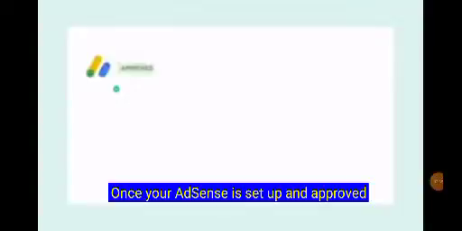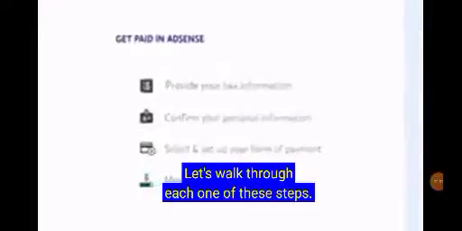After these steps are complete, you'll see a confirmation under the Sign Up for Google AdSense card that your AdSense account is approved. Once your AdSense account is set up and approved, and you're accepted into the YouTube Partner Program, there are still a few steps you need to take before getting paid. To get paid in AdSense, you'll need to provide your tax information, confirm your personal information, select and set up your form of payment, and meet the payment threshold. Let's walk through each one of these steps.